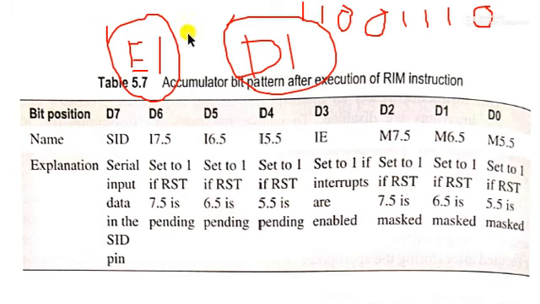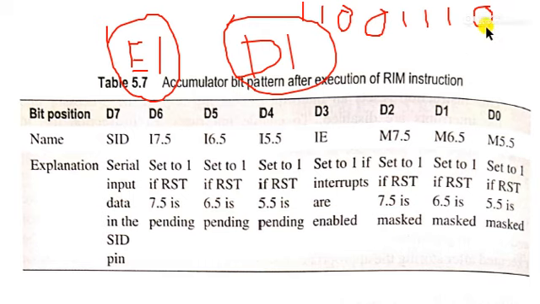So in the program, we enable all the interrupts using the EI instruction, enable interrupt. All the interrupts are enabled. That means right now no interrupt is masked. After that, according to our purpose, we need to block some interrupt. Which interrupt do we have to block? RST 6.5 we have to block. So we use the SIM instruction, and the SIM instruction bit format is in this way.